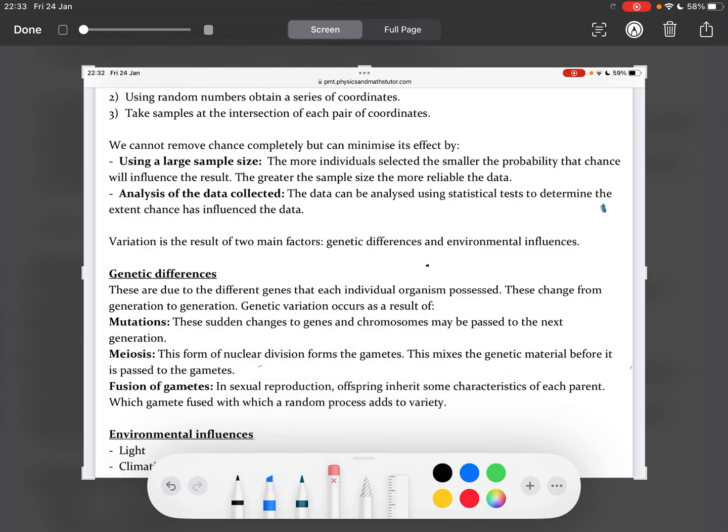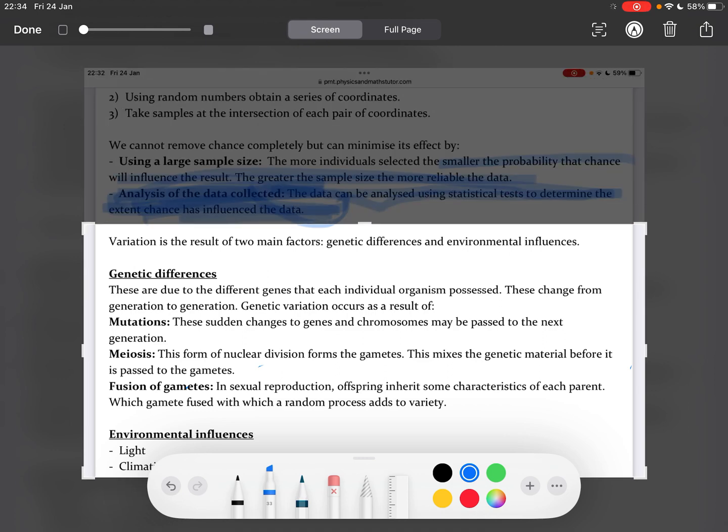we can remove it by using a large sample size. The more individuals selected, the smaller the probability that chance will influence the result. The greater the sample size, the more relevant the data. And analysis of data collected, where the data can be analyzed using statistical tests to determine the extent chance has influenced the data.